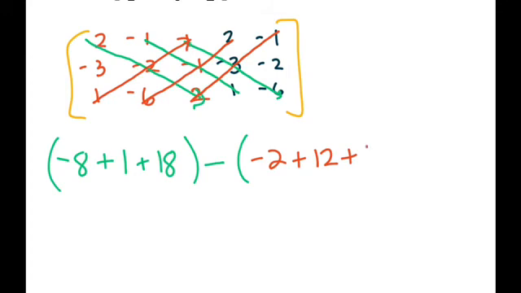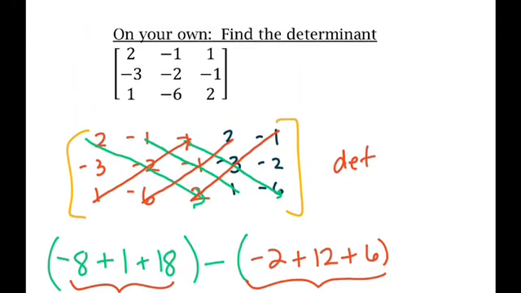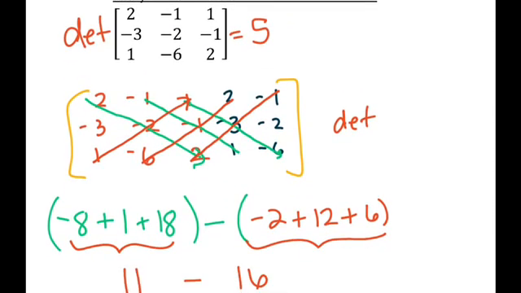times negative 1. Now I'm going to do negative 8 plus 1 is negative 7, plus 18 is 11, subtract, and then negative 2 plus 12 is 10, plus 6 is 16. So 11 minus 16 is negative 5. So the determinant of my original problem, let's write it up here, is negative 5.